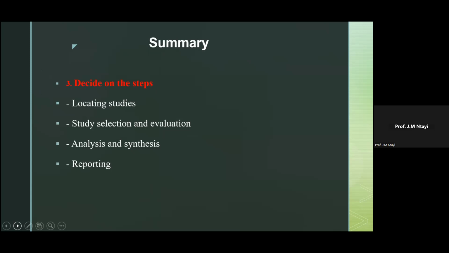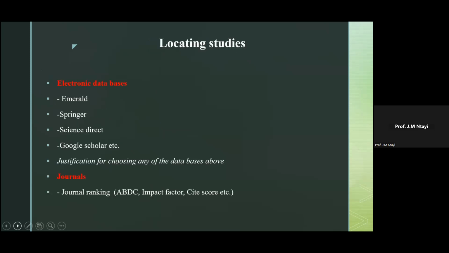So we see here, we now decide on the steps that we are going to employ. We have already talked about location of studies, selection and evaluation, analysis and synthesis, and then reporting. These are the things the professor has talked about. My concern now is, where do I find these papers?